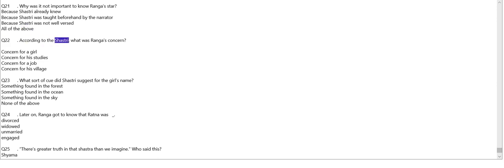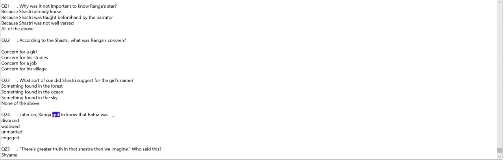Q22. According to Shastri, what was Ranga's concern? Concern for a girl. Concern for his studies. Concern for a job. Concern for his village. Q23. What sort of cue did Shastri suggest for the girl's name? Something found in the forest. Something found in the ocean. Something found in the sky. None of the above.